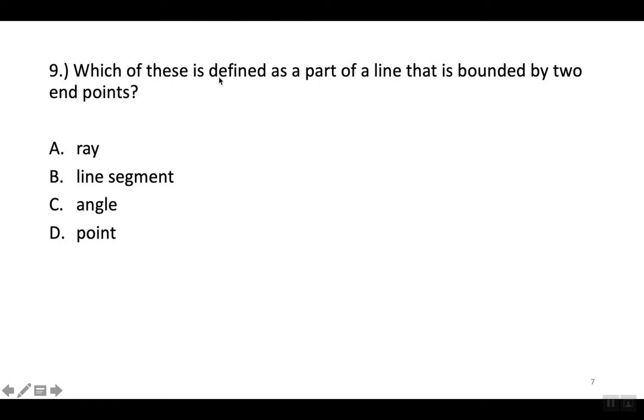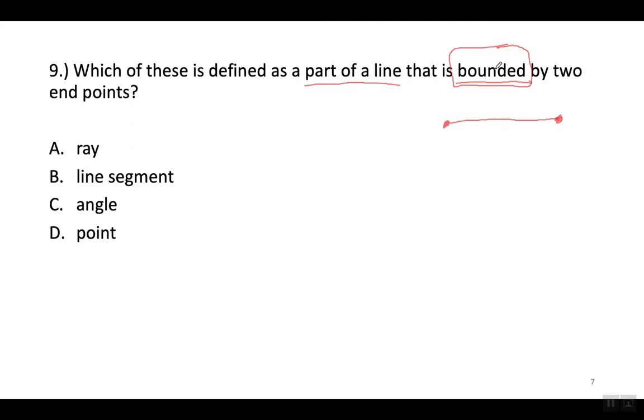But it says, which of these is defined as a part of a line that is bounded by two endpoints? Alright, so if it's bounded, it's a part of a line, bounded. Okay, the word bounded means to create a boundary. A boundary means that you can't go beyond that point, alright? So, I mean, it should be obvious that's a line segment. Hey, if you have trouble remembering what that word is, study it before the test because it's on the test. In fact, this exact question is on the test. I told you that there's some questions that there's no point in disguising them. This is one of them.